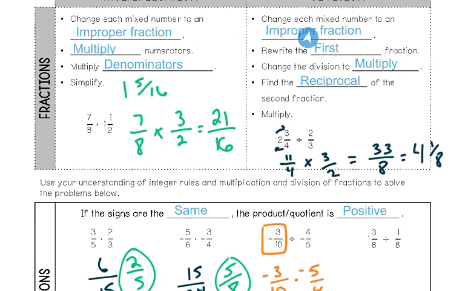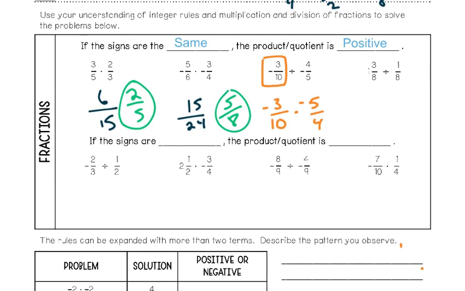We saw that they were both regular fractions, so we didn't need to change mixed numbers. We changed division to multiplication. We found the reciprocal. Then we multiply like normal as the last step. So we're just following instructions right now. You're just following step by step what to do here.